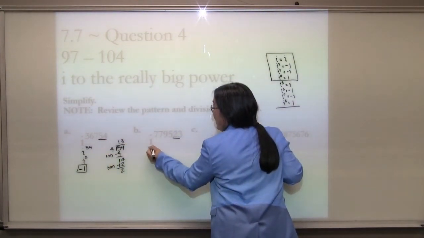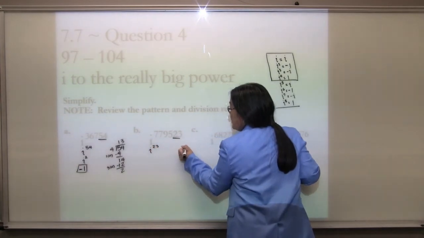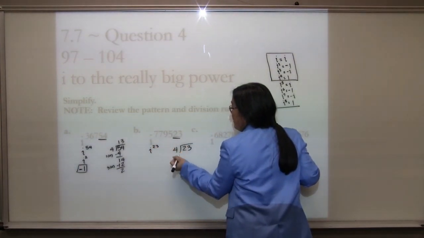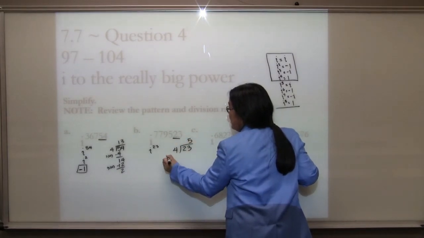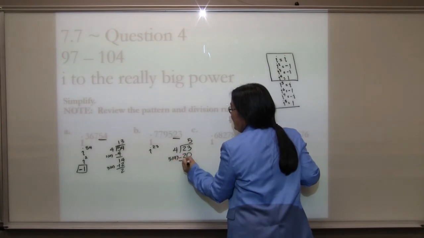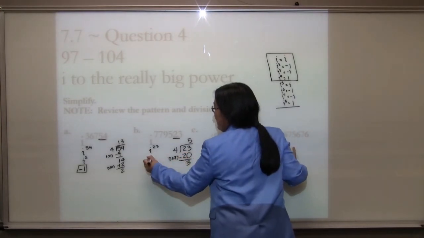Step 1, i to the 23rd power. Step 2, 23 divided by 4. It goes in there 5 times. 5 times 4 is 20. We subtract that and get 3 remaining.